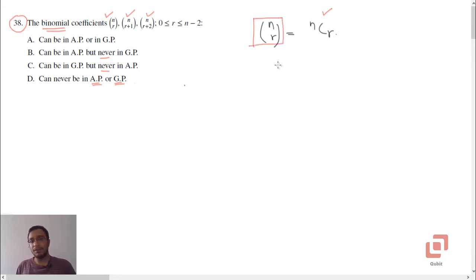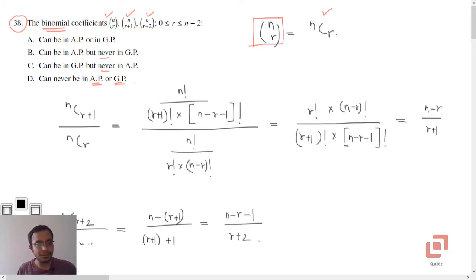Alright, now we'll first check whether we can have binomial coefficients in GP, and then we will go to the AP part. So first I've taken the ratio of two consecutive combinations. Okay, so nCr+1 and nCr, that is the first two terms. Now nCr+1 can be written as n factorial upon (r+1) factorial into (n minus (r+1)) factorial, or (n minus r minus 1) factorial, and nCr the usual formula.